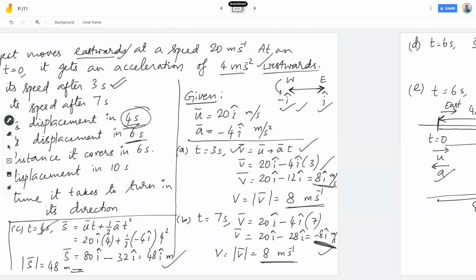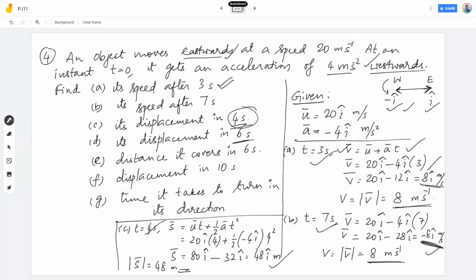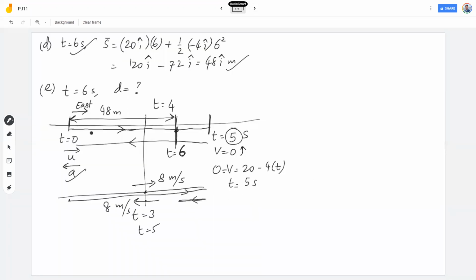Okay, t equal to 3 and t equal to 7 are symmetric about 5. T equal to 4 and t equal to 6 are symmetric about 5. That is why it happened. 5 is this. Okay, turns back. So now to find this question, in t equal to 6 seconds, what is the distance covered?